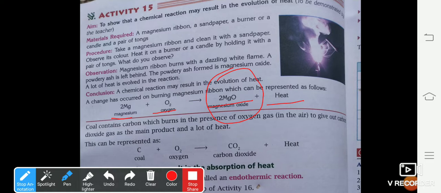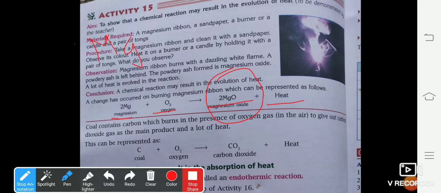I'm going a little beyond the textbook. If you do not understand, please ask questions. When this magnesium oxide is dissolved in water, it produces magnesium hydroxide, which is basic in nature. Therefore, we can say metallic oxides are basic in nature. You can see the reaction.